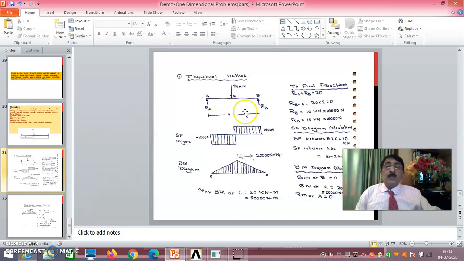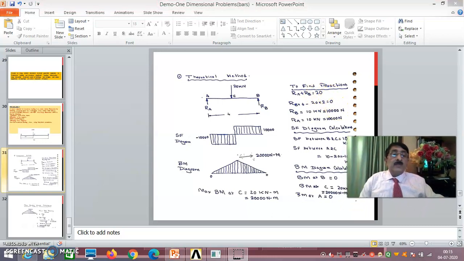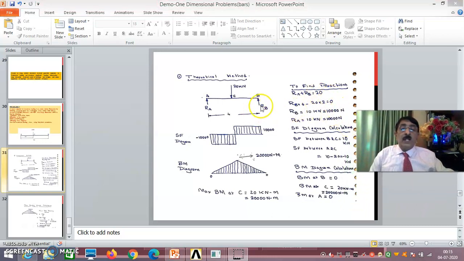Now you will solve for RA and RB. RA plus RB is 20 kilonewtons. Then take moments about A: RB into 4 minus 20 into 2 equals 0. In that way, RB you find out to be 10 kilonewtons, or 10,000 newtons.